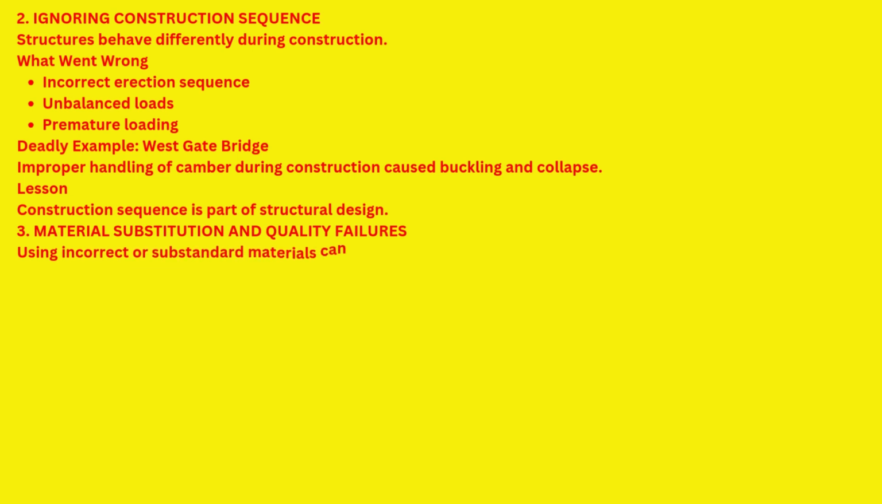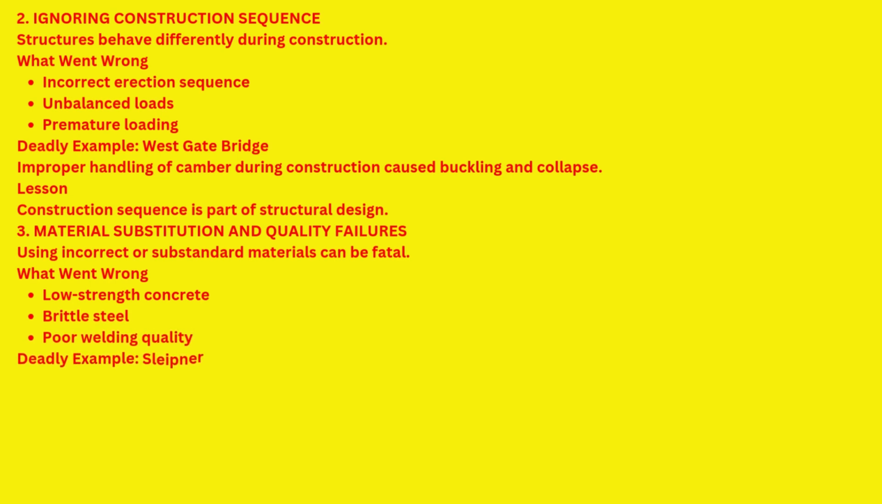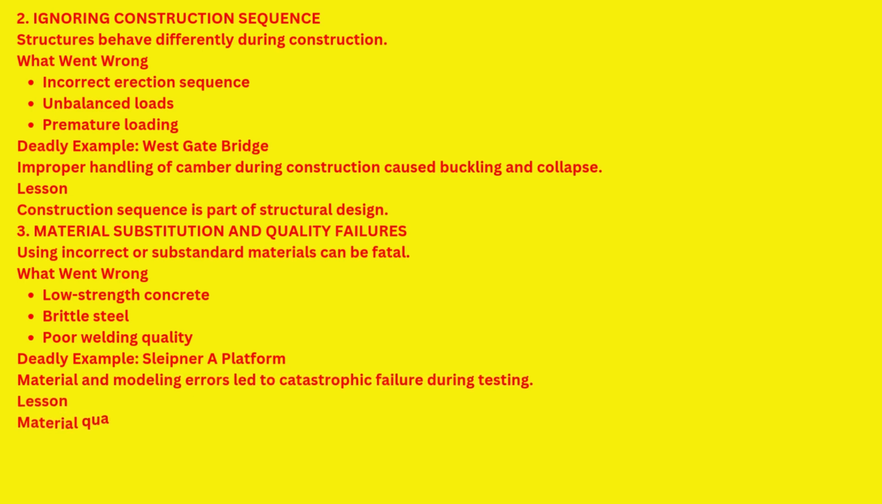3. Material substitution and quality failures. Using incorrect or substandard materials can be fatal. What went wrong? Low-strength concrete, brittle steel, poor welding quality. Deadly example: Sleipner A platform. Material and modeling errors led to catastrophic failure during testing. Lesson: material quality control saves lives.